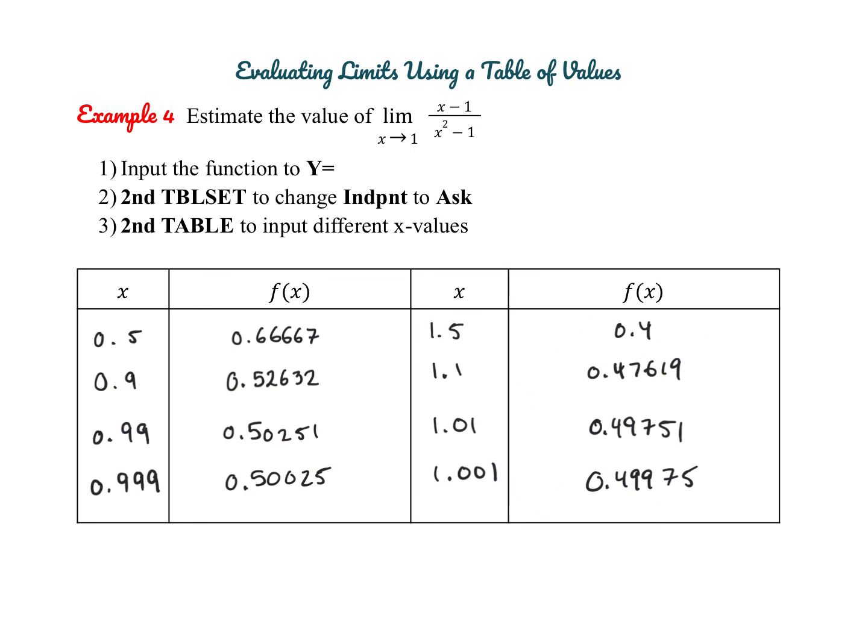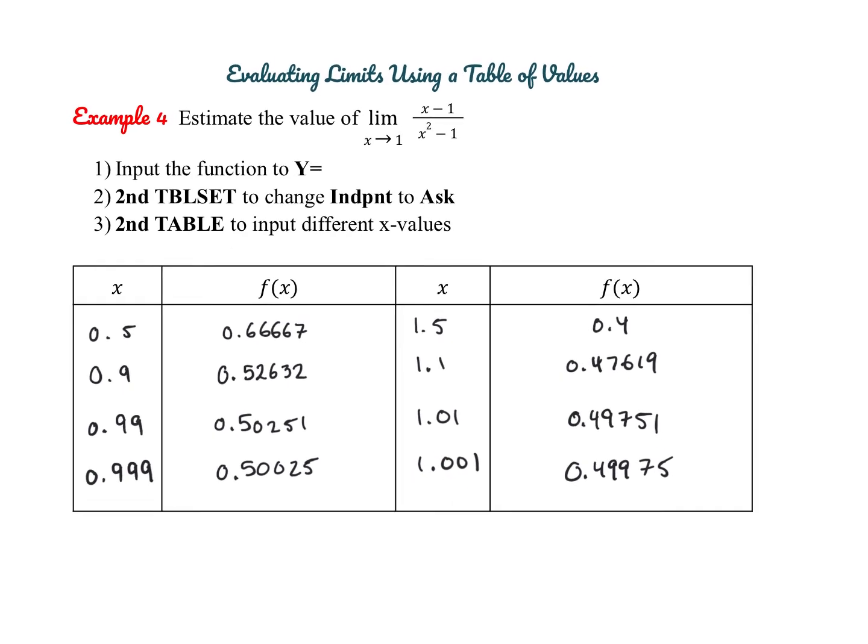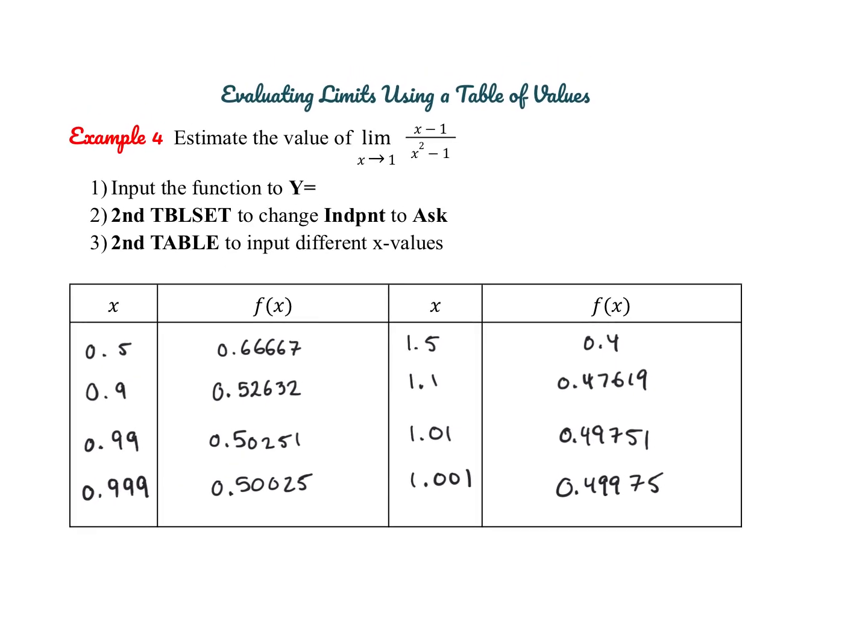You'll see that as we approach 1 from the left or from the right, our values are getting closer and closer to 0.5. They're really, really close. You could even go a couple more decimal places with your x values if you want, but I'd say this is a pretty good estimate. We can see that these values are approaching 0.5, so I'm going to estimate that the limit as x approaches 1 is 0.5.